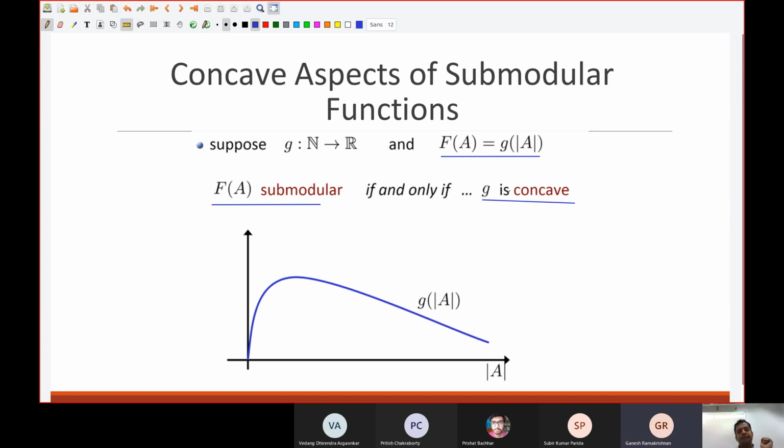So a function F defined to be a function G on the cardinality of A is submodular if and only if the function G on the cardinality is concave. Okay. We've seen an example. I mean, we've seen square root earlier, right? Square root of the cardinality of A is submodular. But it's an if and only if condition, both ways.